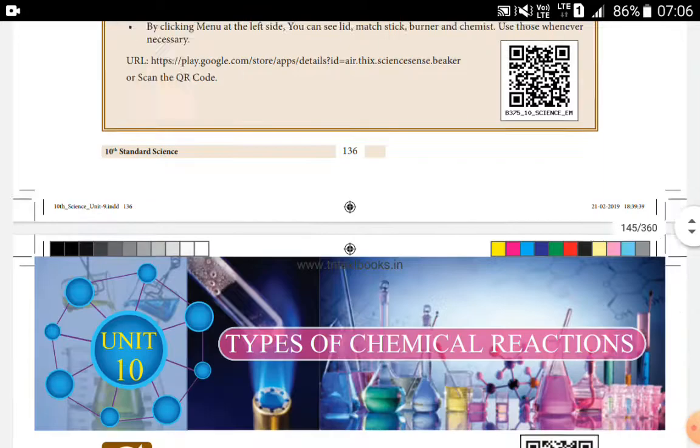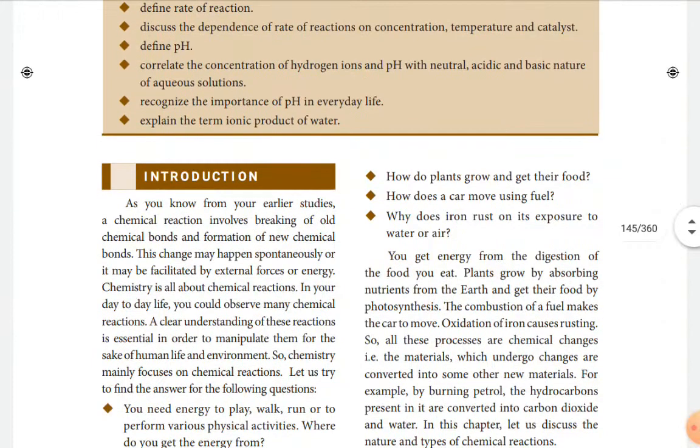Now in the types of chemical reaction, already we discussed that a chemical reaction involves breaking of old chemical bonds and formation of new chemical bonds. So chemistry means chemical reaction. Without chemical reaction, there is no chemistry. Many examples were already given. For our physical activities, we need energy. The energy is obtained from the digestion of the food we eat.